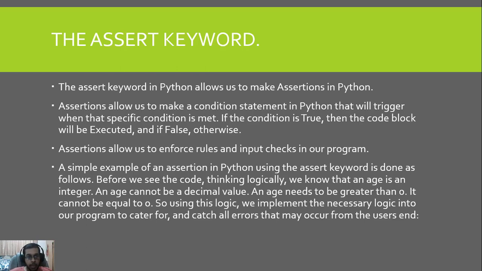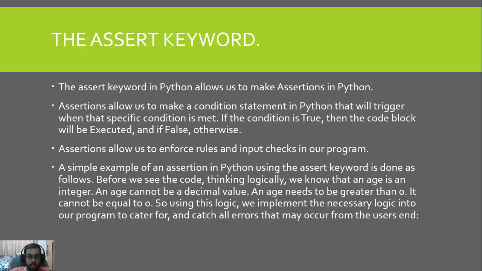The assert keyword. The assert keyword in Python allows us to make assertions in Python. Assertions allow us to make a condition statement in Python that will trigger when that specific condition is met. If the condition is true, then the code block will be executed, and if false, otherwise. Assertions allow us to enforce rules and input checks in our program. A simple example of an assertion in Python using the assert keyword is done as follows.